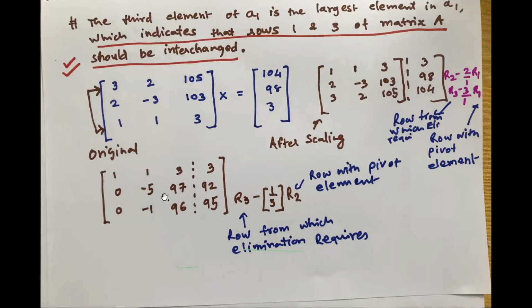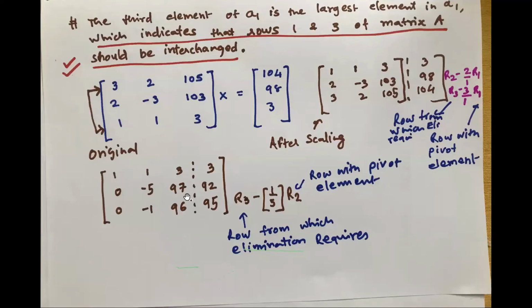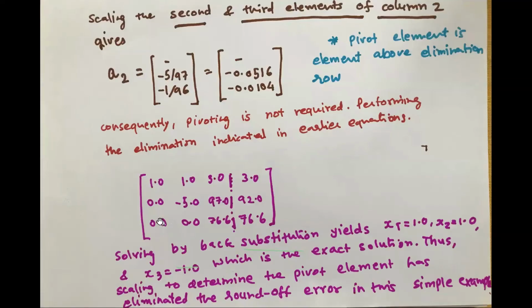Scaling is just to check. So we will check scaling: -5 divided by 97, -1 divided by 96. Only after checking you decide, okay, it is okay. Whatever numbers are there, scaling is not required; it is appropriate.